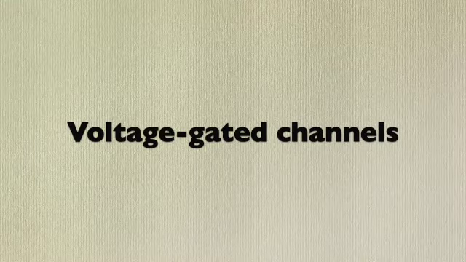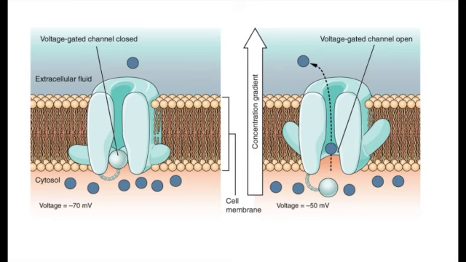Voltage-gated channels. A voltage-gated channel is opened in response to a change in electrical charge, otherwise known as voltage across a membrane. For example, the cytosol inside a cell is usually negatively charged. If this cytosol becomes too positively charged, then the voltage-gated channel opens.